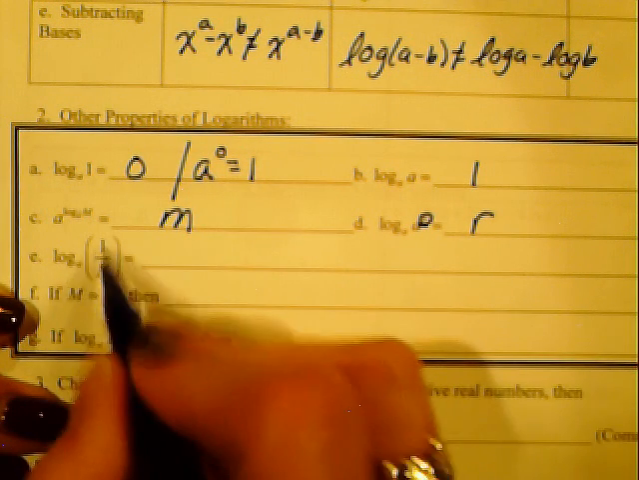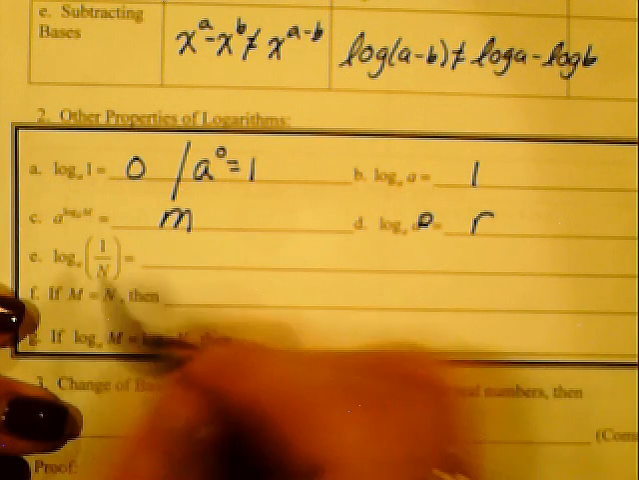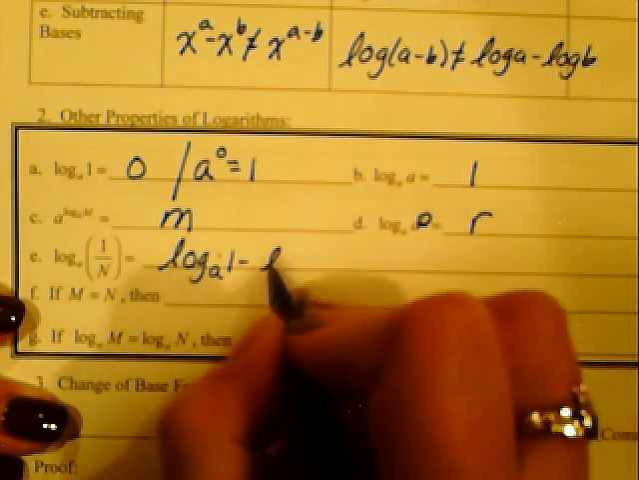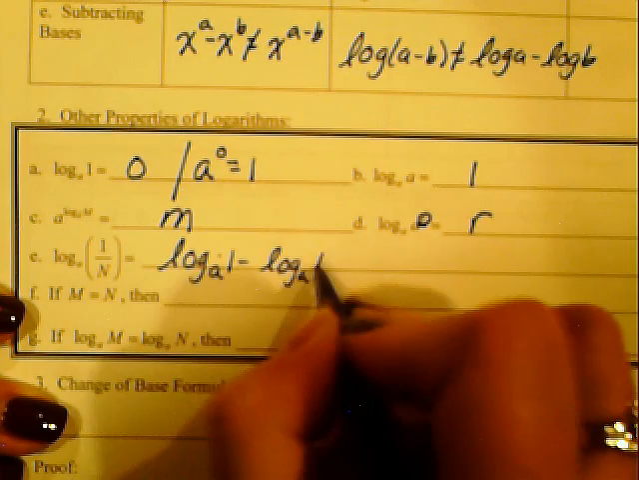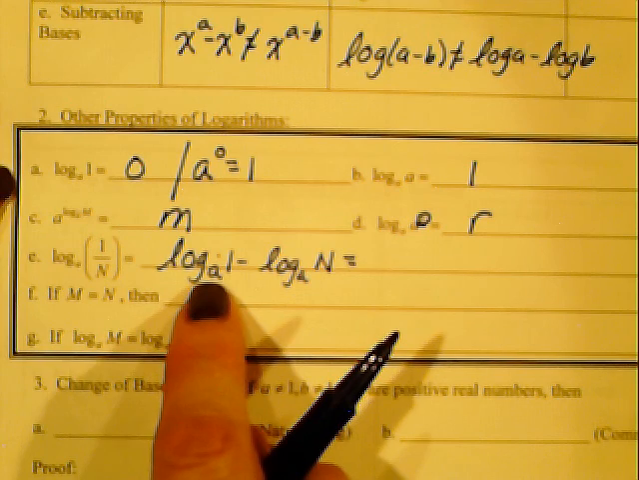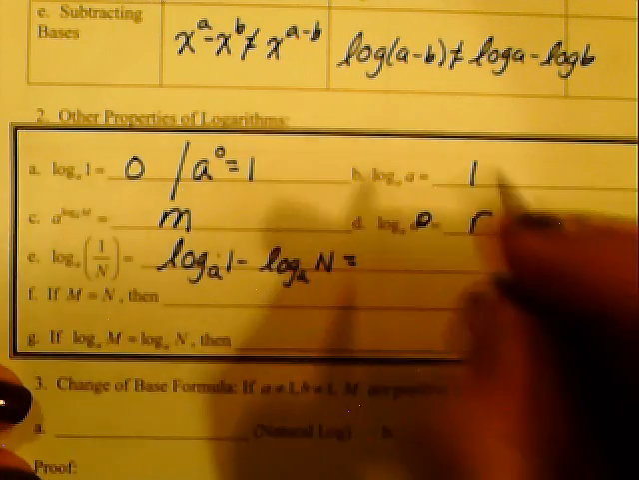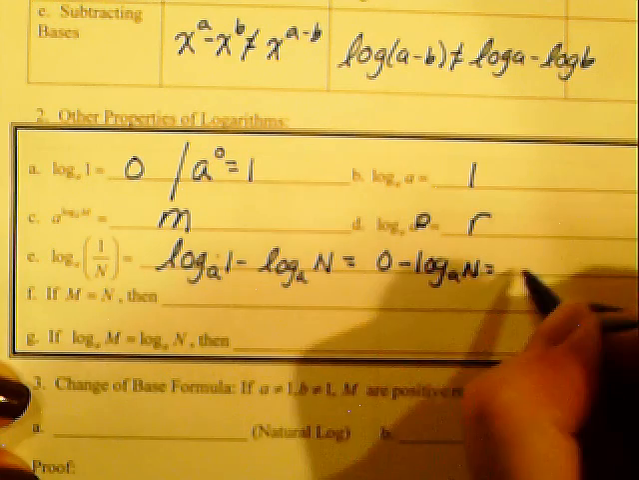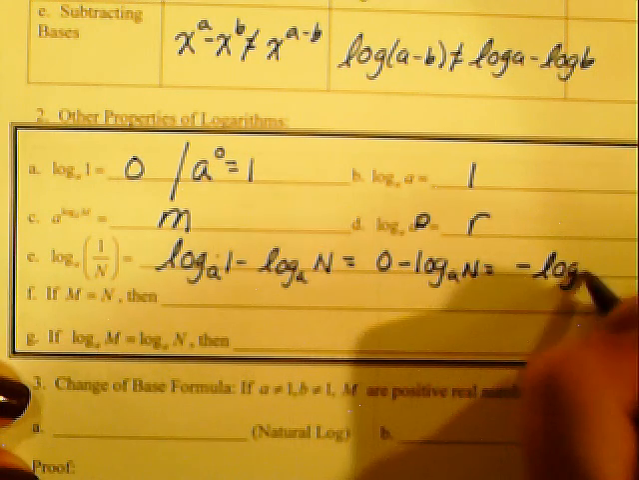Log base a of 1 over n, again, using your division property of logarithms, you can rewrite this as log base a of 1 minus log base a of n. And again, we know just from the other property up here in part A, log base a of 1 is 0. So 0 minus log base a of n is equal to negative log base a of n.